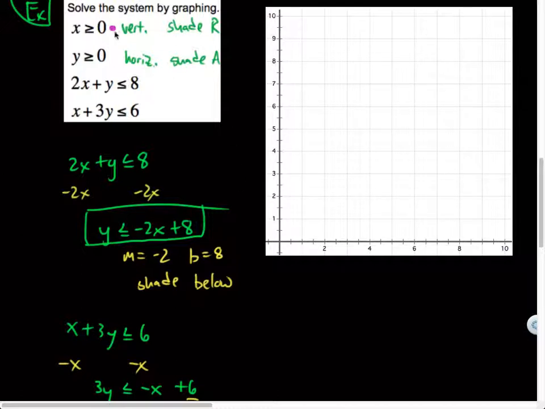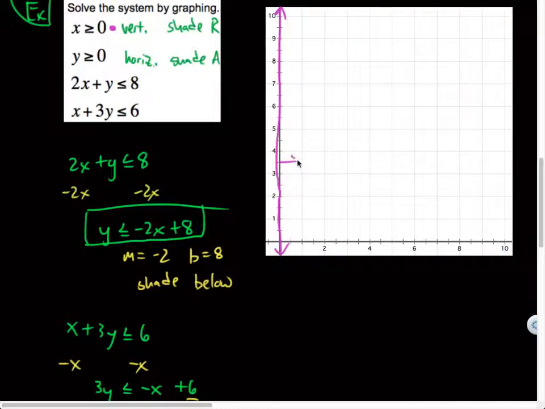So let's see. X is greater than or equal to 0. What's that line look like? There's going to be 4 separate equations on this. Yeah. So x greater than or equal to 0, what does that look like? It's vertical, it's at 0. Yep, so that would be a solid line like this.